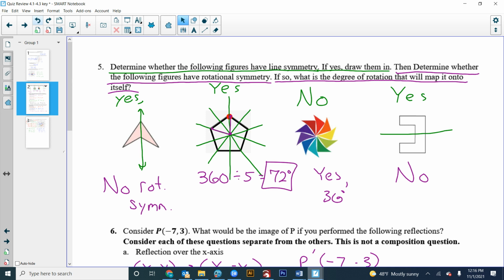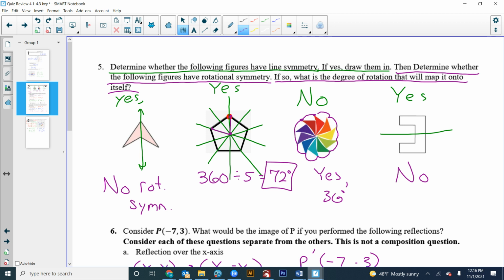And then rotational symmetry. Yeah, if you take this point and rotate it, it would line up there, and then there, and there, and there, and there, and there, and there, and there, and there, and there. 10 times, so 360 divided by 10, 36 degrees. You guys good with that?